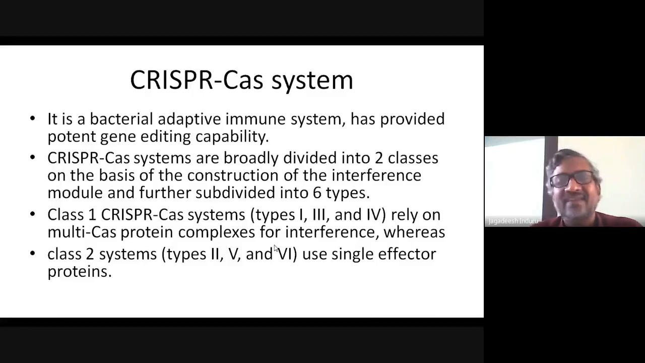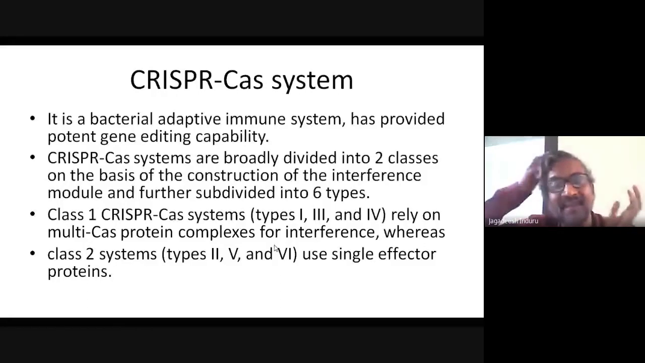So they are divided into two classes and six types. The class one CRISPR is very critical now, because in the near future we are going to have many treatments based on this. It will be a buzzword we repeatedly use, and in our pharmacies we are going to have delivery systems built into products in a highly advanced state.